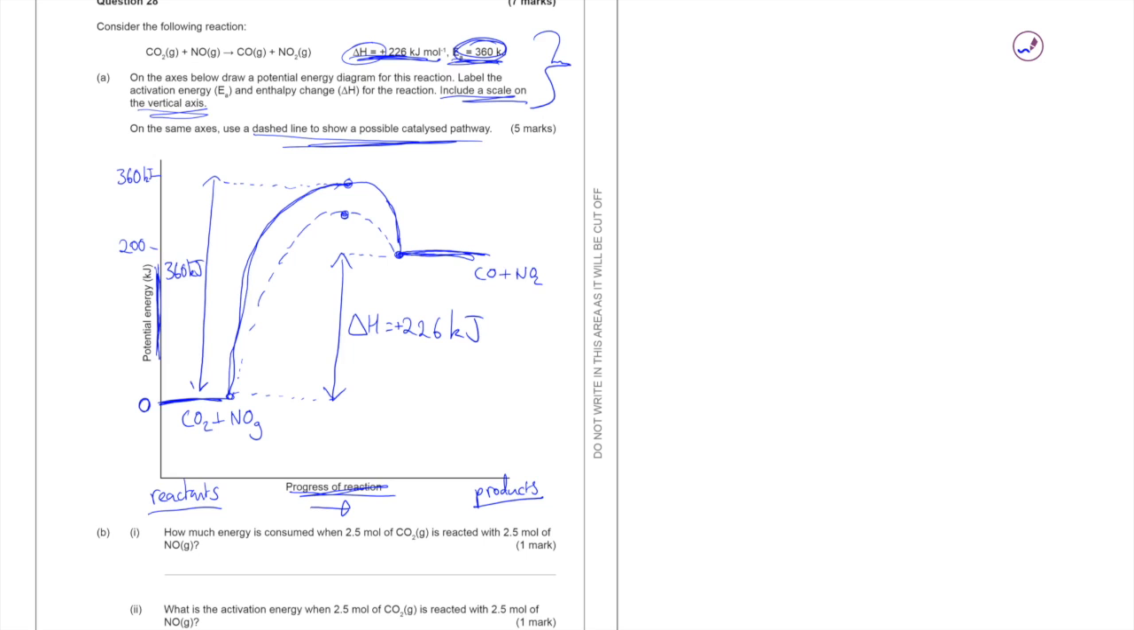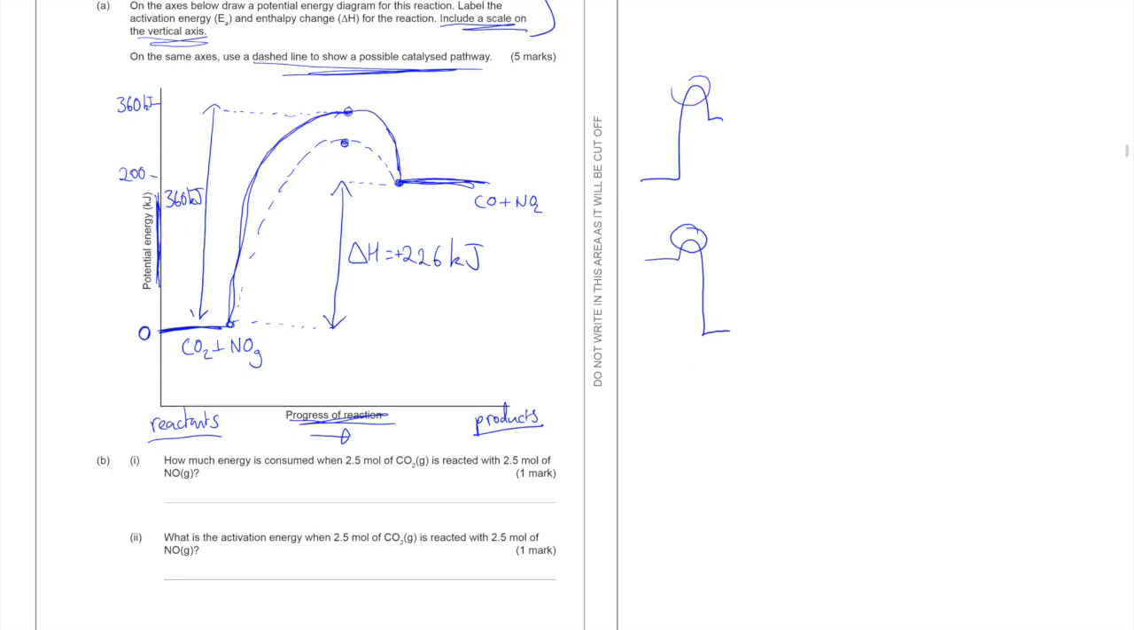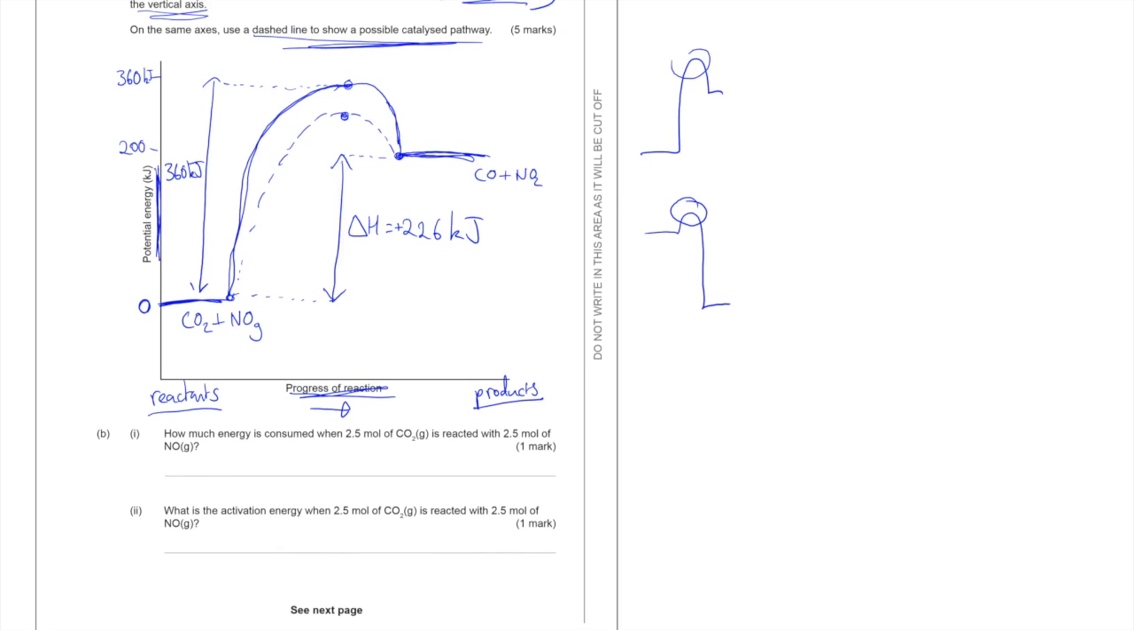So pretty simple question, but it's important to understand the fundamentals. Firstly, that this is an endothermic reaction and this is an exothermic reaction. Of course, they both have these humps because they both have activation energies, but one of them starts at a higher potential energy and one of them finishes at a higher potential energy. And it's all to do with how much energy is stored within those bonds. So let's have a look at this next part of the question.